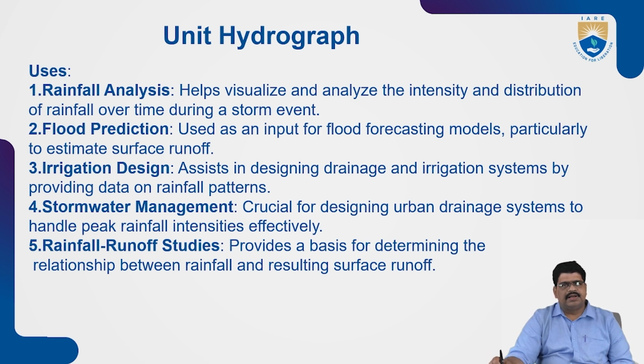Next, storm water management. What is storm water management? Storm water is the rainfall which has picked up some impurities above the ground. Designing the urban area drainage systems involves handling the peak intensities and their effectiveness. That is storm water management. The runoff with heavy rainfall flows above the roads and also mixes with impurities such as dust particles. This is called storm water, and the intensities can be calculated.